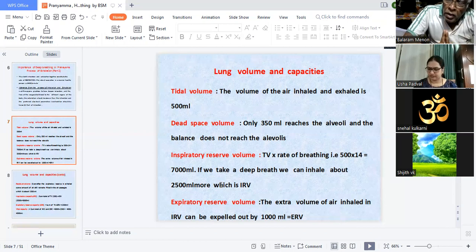Out of 500 ml, when we inhale, only 350 ml reaches the alveoli. Also, what percentage of the alveoli works? How many alveoli are there in each lung? Sir, I think some lakhs. Few lakhs? In millions.